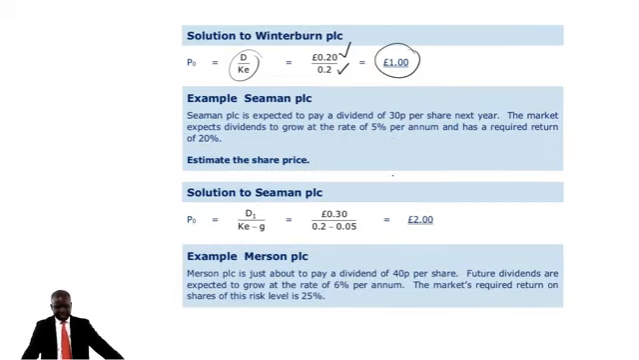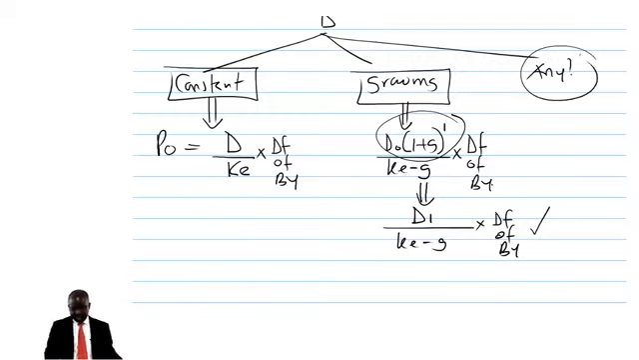Seaman PLC is expected to pay a dividend of, okay. It's here. This is discount factor of the base year. Okay, discount factor of the base year. Refer it from chapter number 2. You will get it right there. Discount factor of the base year.